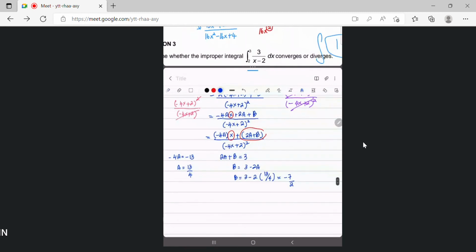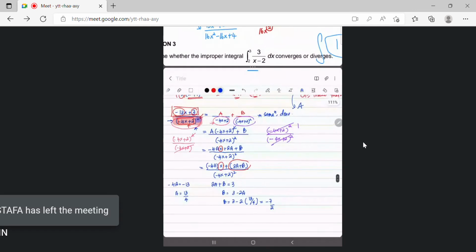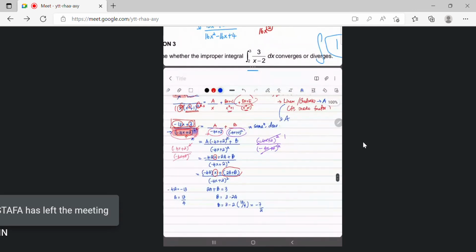Untuk set yang satu lagi pun method yang sama tau. Method yang sama. Dia beza dia dekat nilai sahajalah. Okay. So negative 7 over 2. Okay. Untuk PFD, markah dia tak berapa banyak.